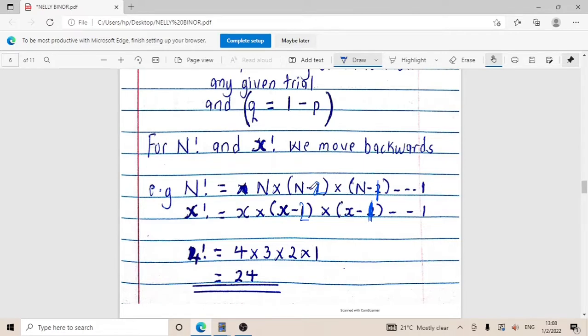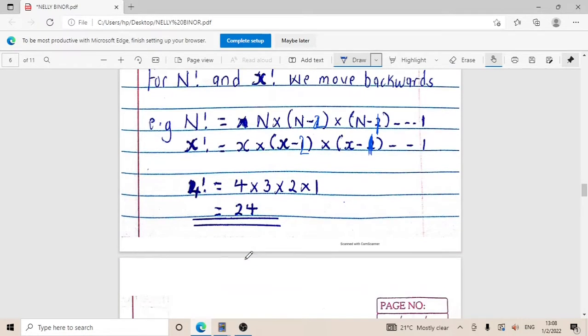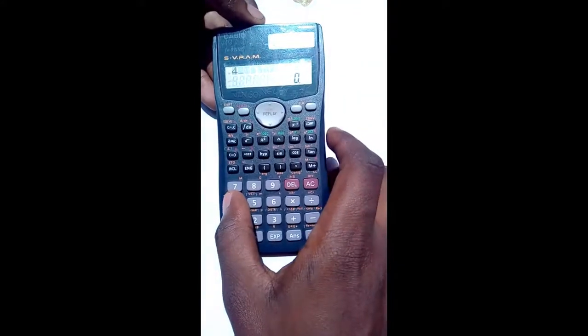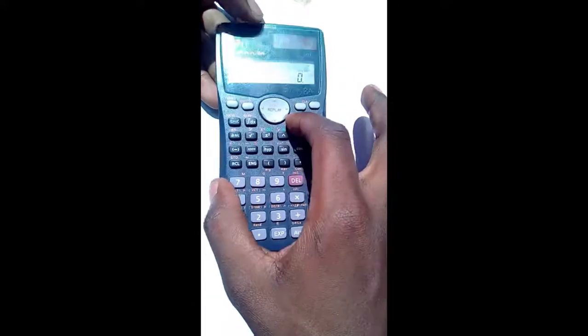So if this were 3, from 3, 2, up to 1, like that. So if I'm having 4 factorial, it is from 4 up to 1. So on the calc, let me show you how you get to do it. For 4 factorial, you're going to press 4, shift, and then you go to this symbol, and then equals, you get the 24.